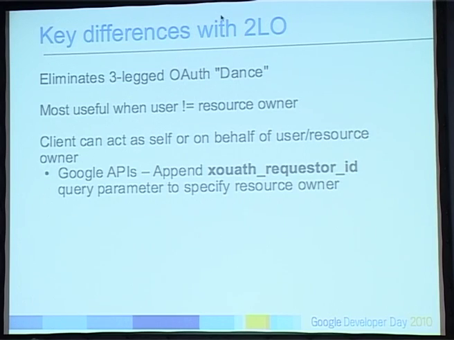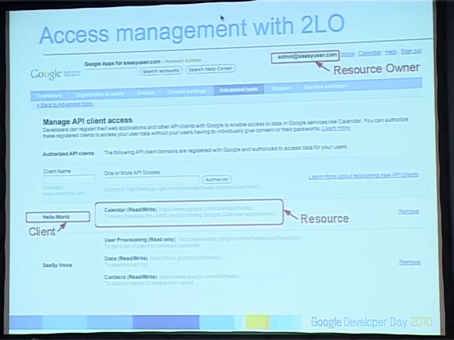So it'll make a little bit more sense when you see this screen here, which is how access management is done. And this is actually just a screenshot from the Google Apps control panel. So this is what your IT administrator would see and how they would grant access to an application using two-legged OAuth. And here you can see the resource owner, which is the administrator. You can see the client on the left and the resources listed on the right. So when this access grant is done, that application now has permission to access all the data for that domain for all of the users.